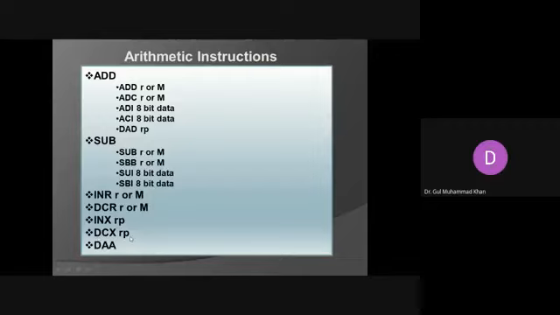Similarly, DCX RP will decrement the contents of a register pair as a single 16-bit number. It will decrement it by one. The last one is DAA, decimally adjust the accumulator.